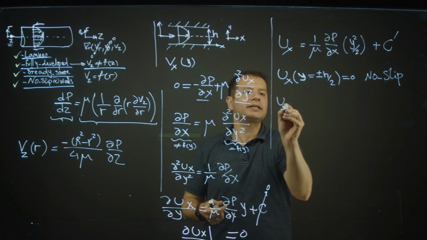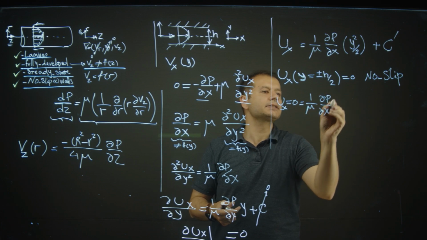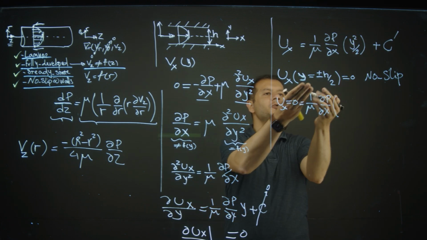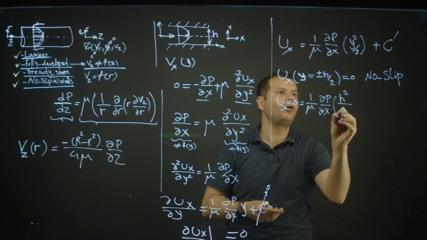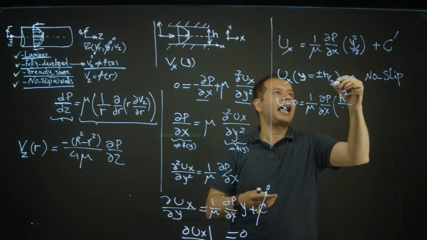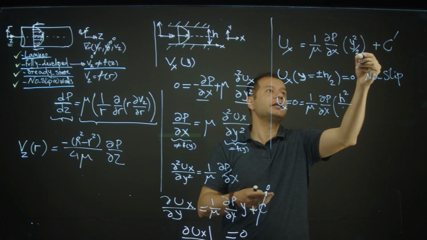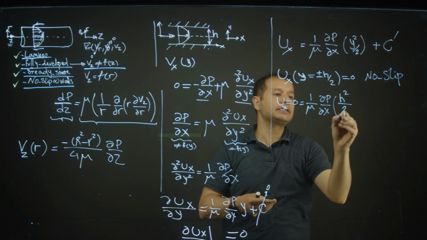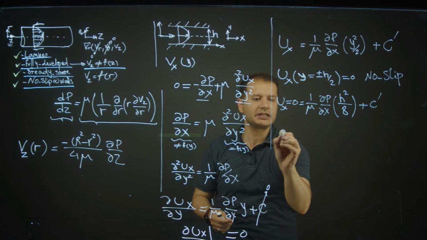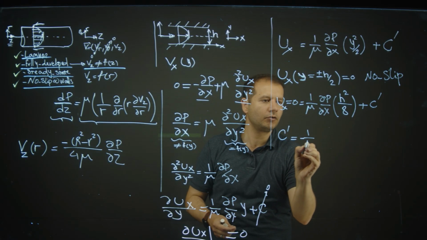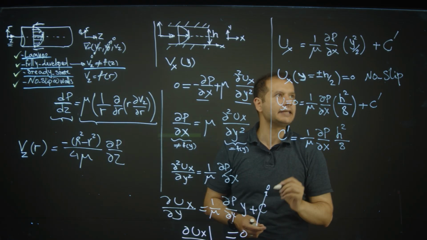I find that ux, which must be 0, is 1 over viscosity, dp/dx, and y to the power 2, you see minus or plus doesn't matter. It becomes h squared over 4. So h/2 to the power 2 will be h squared over 4, divided by 2, it will be 8. Plus c prime will be 0. Therefore, c prime will be minus 1 over mu, dp/dx, h squared over 8.